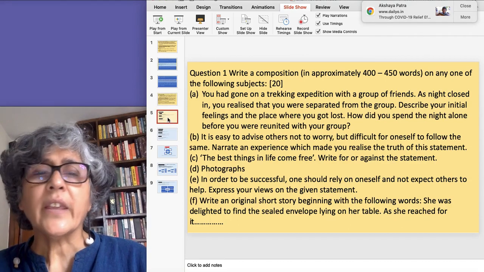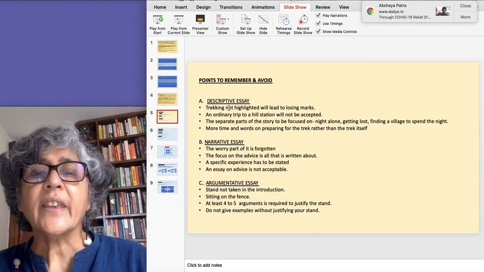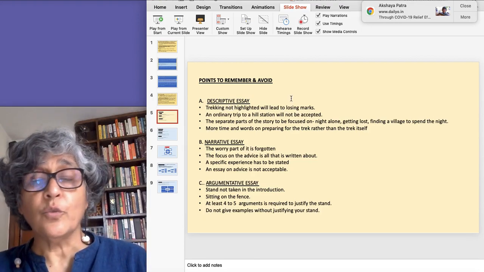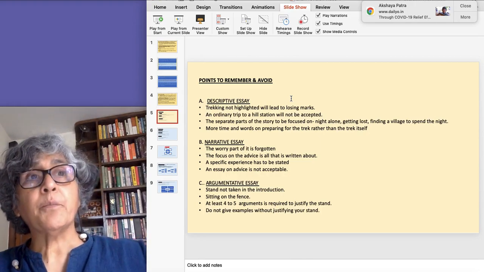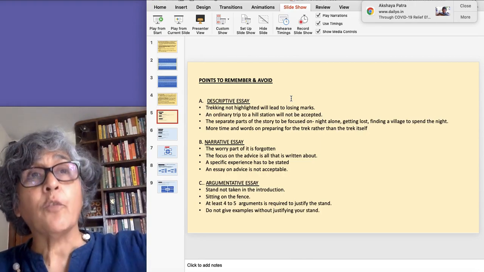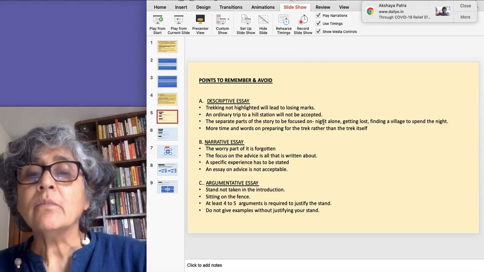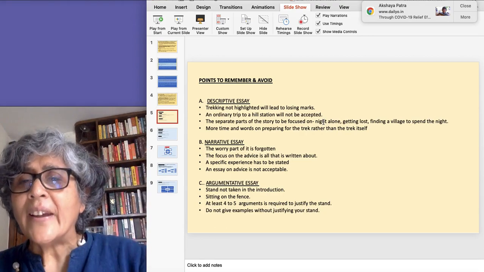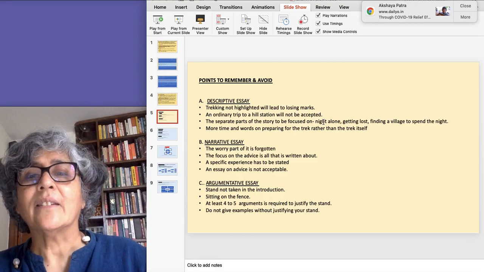Now, if you look at the trekking expedition, there's a descriptive. Trekking not highlighted will cause you to lose marks. You have to write about trekking. If you write an ordinary trip to the hill, it will not be accepted because the focus is on trekking. And points like night alone, getting lost, finding a village to spend the night have to be highlighted.